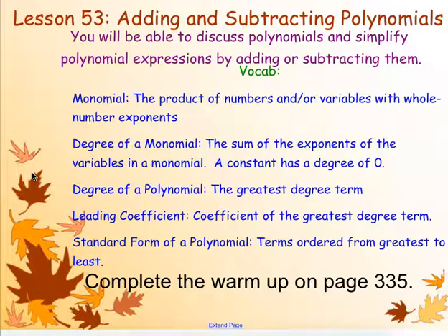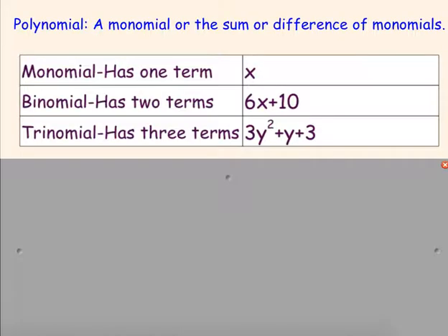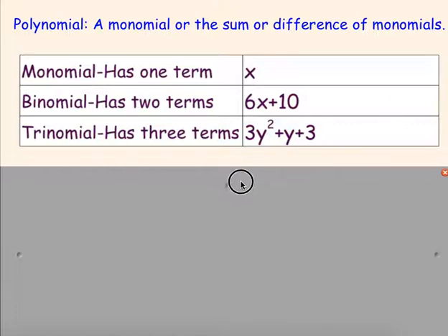Leading coefficient is when we order them in standard form, that is the coefficient of the greatest degree term. And standard form, we are ordering them from degree greatest to least. So monomial, we have 1 term. Binomial, 2 terms. And trinomial, 3 terms. Now remember that terms are separated by addition and subtraction.